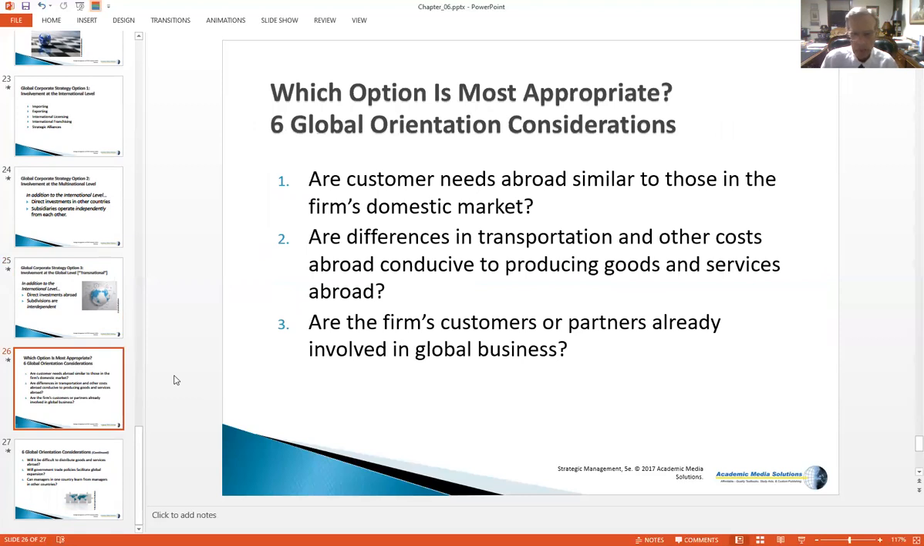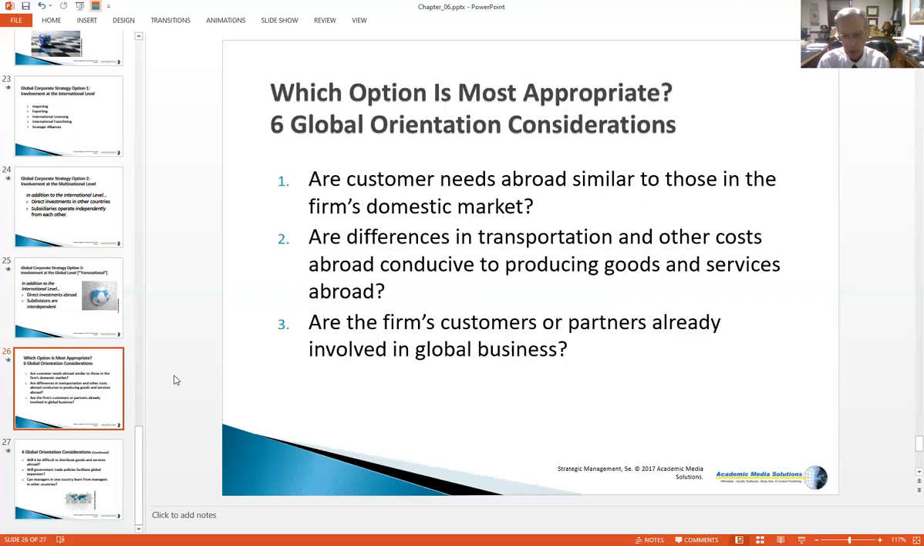So Parnell gives you some thoughts about how to decide which of those three growth options is most appropriate. The first question he asks is, are customer needs abroad the same as those that you're dealing with right now? If so, then it's easy to export your product and eventually to expand with investment in manufacturing capabilities.